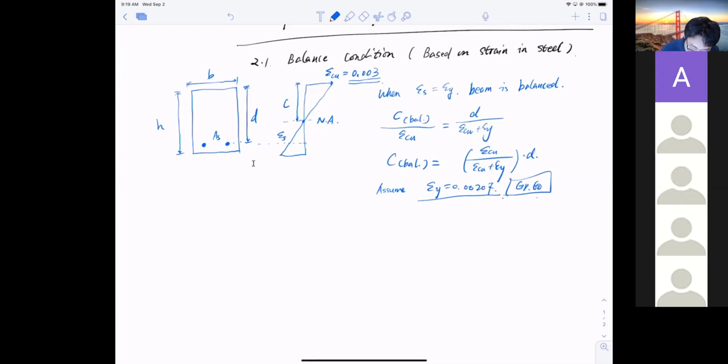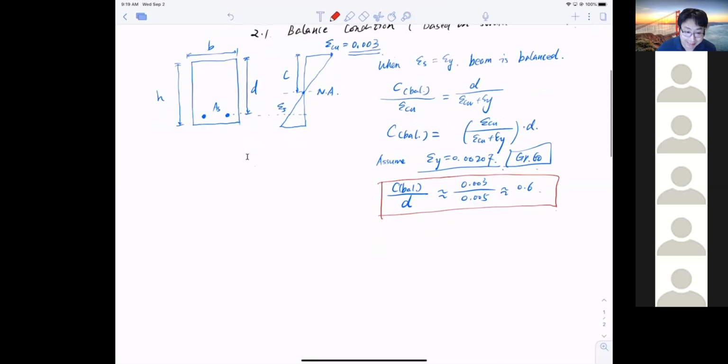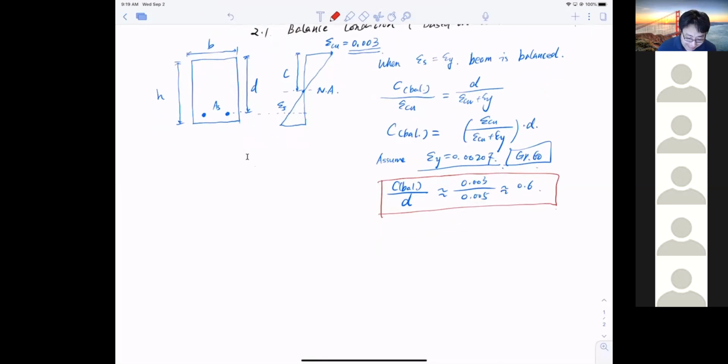Assume it's grade 60. So I get a balanced compressive zone divided by the depth ratio of about 0.003 divided by 0.005, approximately equal to 60%, 0.6. So that means if I reach the balanced stage, my actual compressive zone is only about 60% of the depth. This is called a balanced condition.